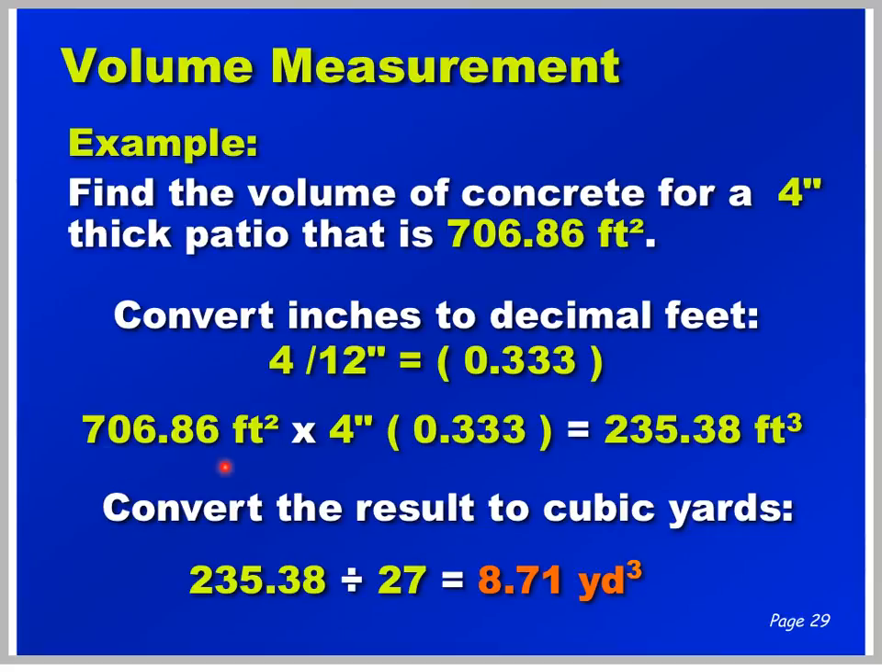So 706.86 times 0.333 equals 235.38 cubic feet. It's important to remember the cubic feet. And to convert this to cubic yards, you just simply take the 235 divided by 27 equals 8.71 cubic yards.